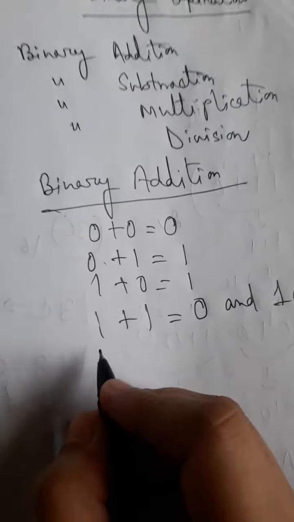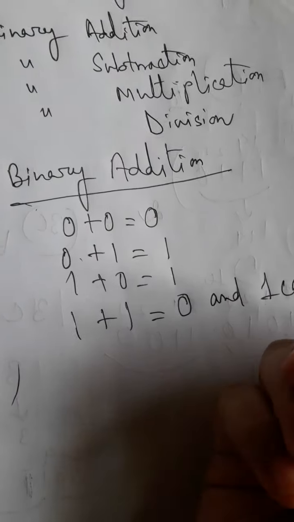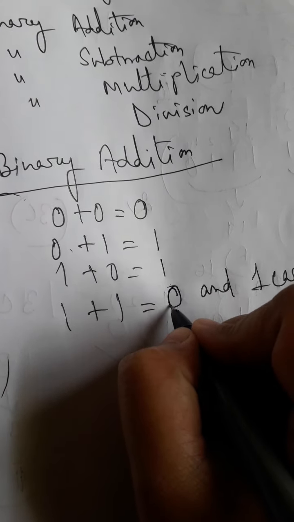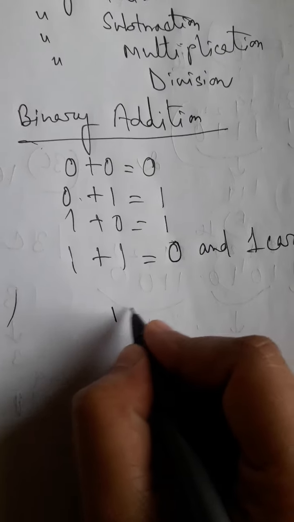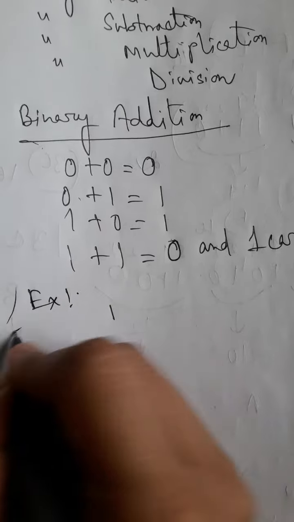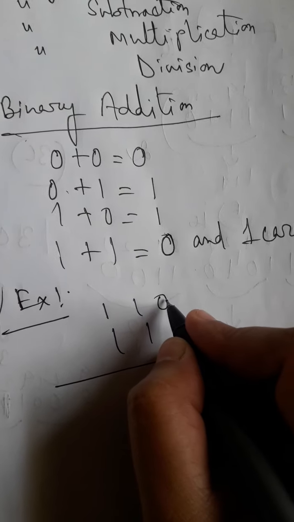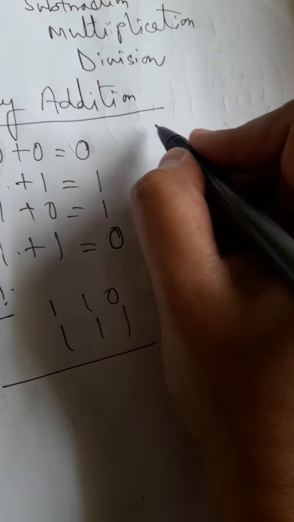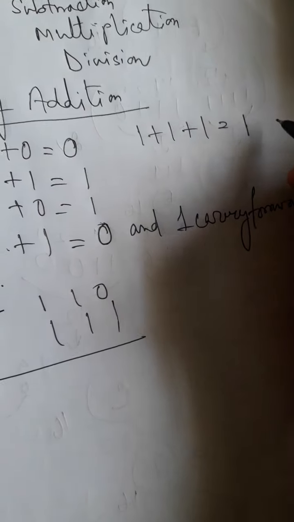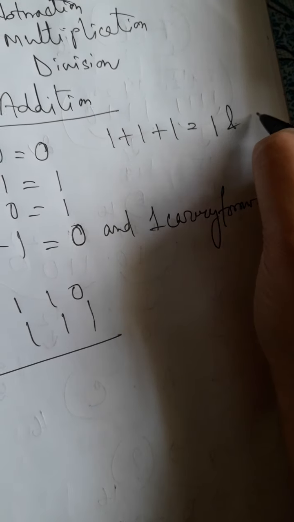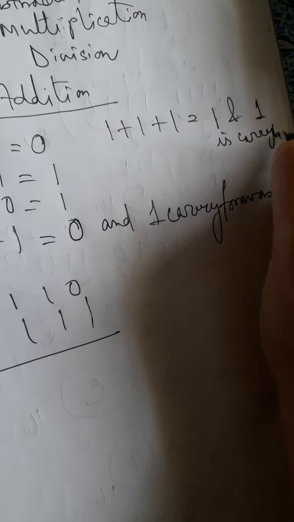Carry forward means, see, 1 plus 1 in decimal is 2. The binary of 2 is 10. So we will write 0 as an answer and 1 will be carry forward. Suppose I am showing an example, 1 1 0 and 1 1 1. One thing we have to keep in our mind, that 1 plus 1 plus 1 is 11. So 1 is the answer and another 1 is the carry forward or carry bit.